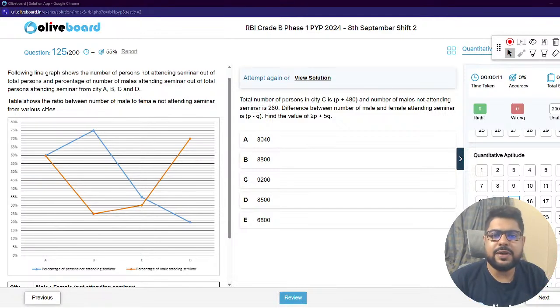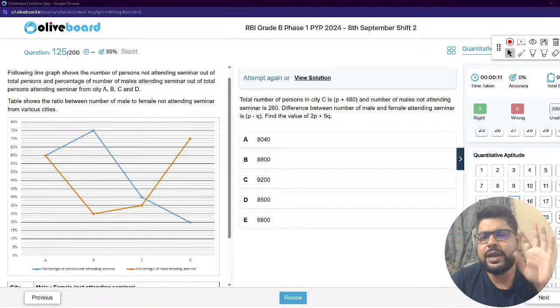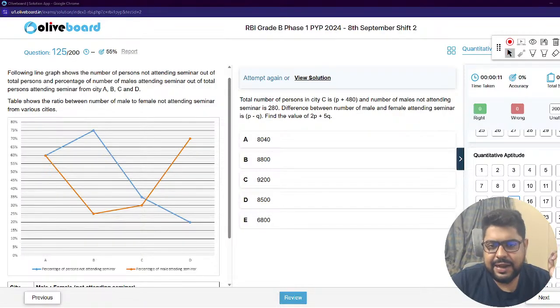The total number of persons in city C is given. We are talking about C. Males not attending the seminar is 280. Some information is given. The difference between males and females attending the seminar is P minus Q, so from here I need to figure out P and Q. They are asking us the value of P and Q.